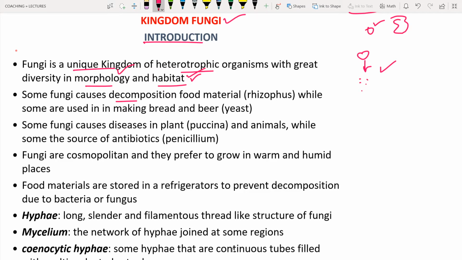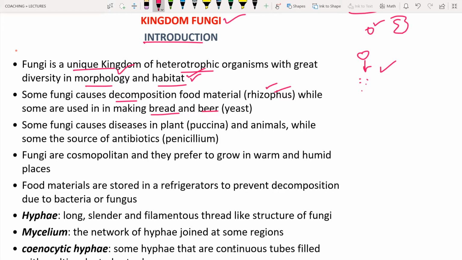Mainly Rhizopus. Rhizopus is the bread mold. If you bring a bread packet from the shop and keep it in a dark place for one or two days, what will happen? The bread piece will be covered with Rhizopus. It is a fungus. While some are used in making bread and beer, not only are fungi harmful, but some fungi are also very useful for human welfare.